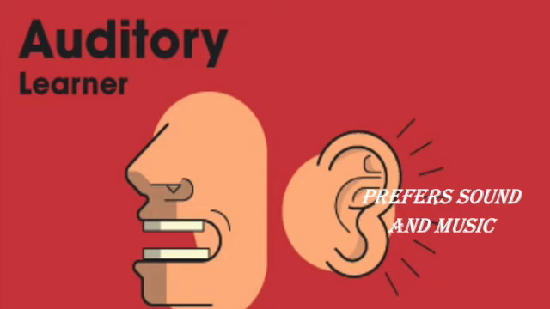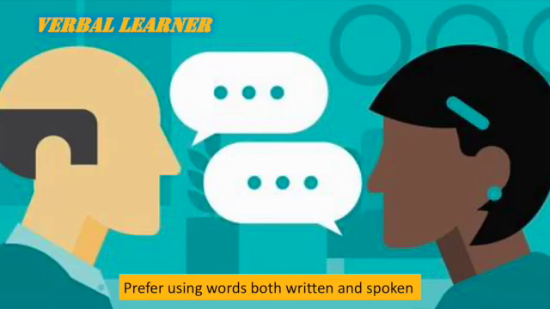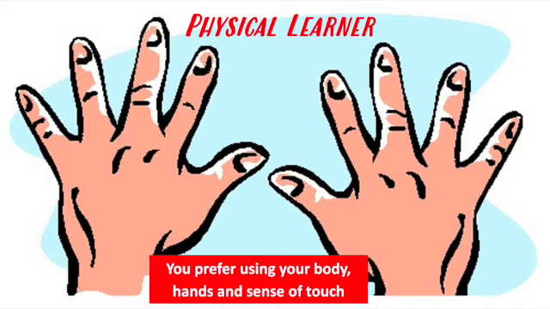Next up, the auditory learner. The auditory learner prefers sound and music. Third, verbal learner. The verbal learner prefers using both words, written and spoken. Next up, the physical learner. The physical learner prefers using their body, hands, and sense of touch.